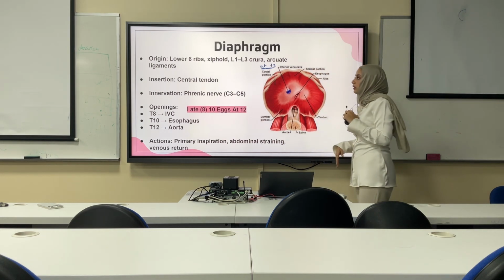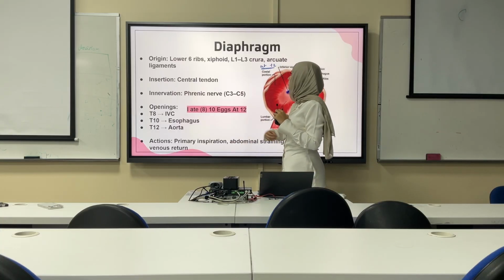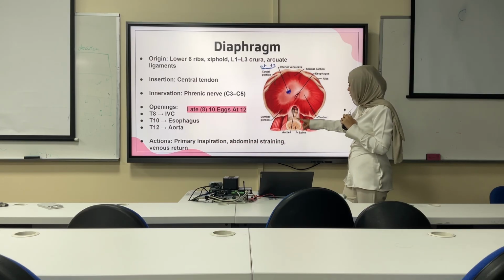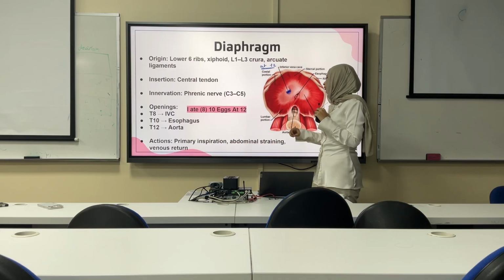Now the diaphragm, also an easy topic. The origin is from the lower 6 ribs, the xiphoid process, and the L1 to L3 crura. You see here the crura, these are the crura, and then we have the arcuate ligaments too.